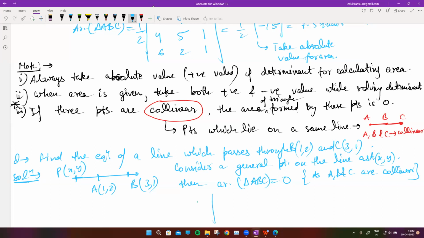Now we know the coordinates of A, we know the coordinates of B, and we know the coordinates of C. The third column has to be taken as 1, 1, 1. This should be 0. You can take the 1 by 2 to the right hand side; this will become 2 into 0, so it should be 0 itself. And we can solve this. So this will be x into (2 minus 1), minus y into (1 minus 3).